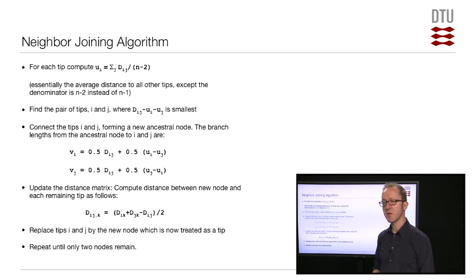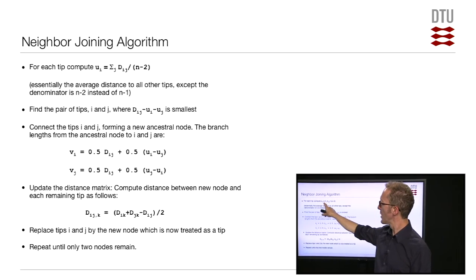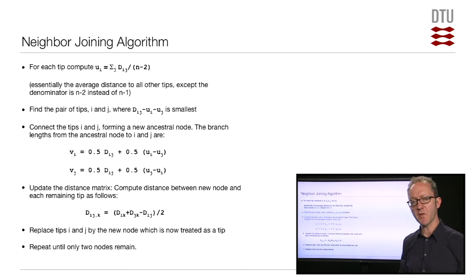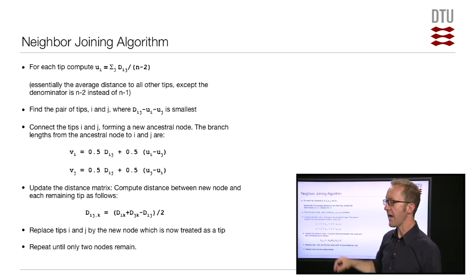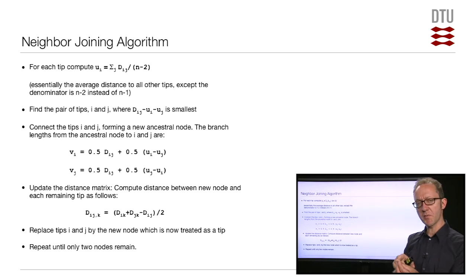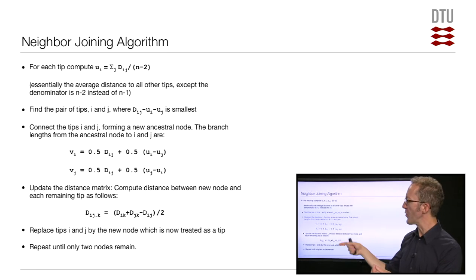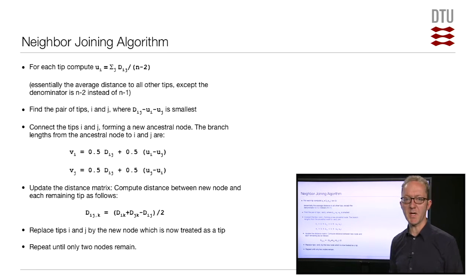First, for each tip, for each leaf, you compute this value called u, which is the sum of the distance from your tip to all the other tips divided by n minus 2, where n is the number of leaves. So this is essentially the average distance from your leaf i to all the rest, except you divide by n minus 2 instead of by n minus 1. There's a deeper reason for why it looks like that. I'm not going to go into that. Now I'm just stating the algorithm.